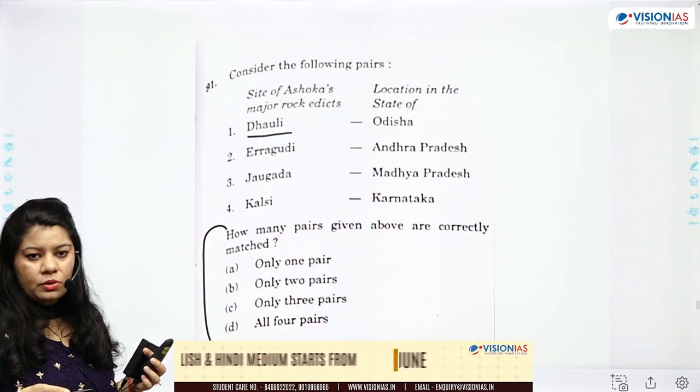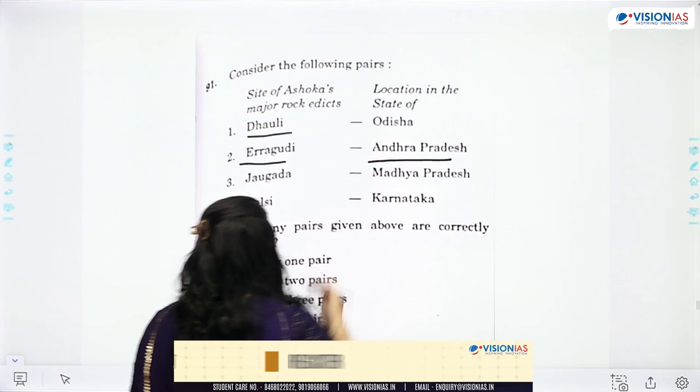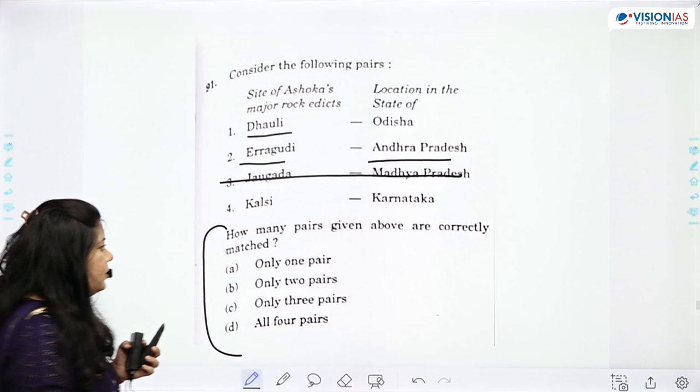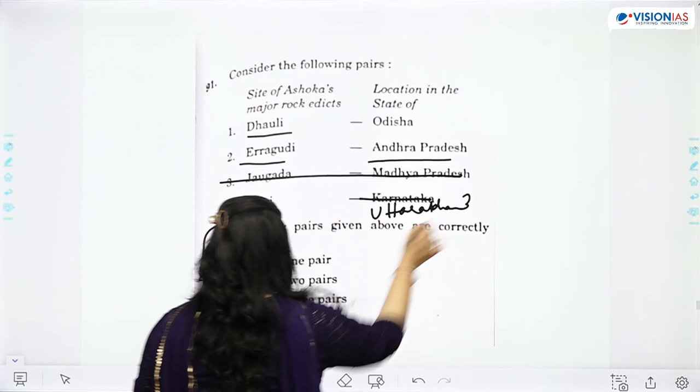So Dhauli is in Odisha, which is correct. Iragudi is in Andhra Pradesh. Jogada is in Odisha again. So this is not correctly matched. Kalsi, which is again a major rock edict, is not in Karnataka but Uttarakhand. Right? So only two pairs are correctly matched.